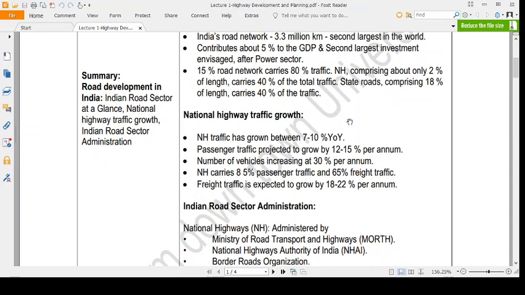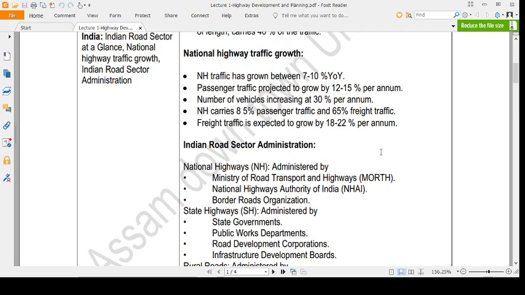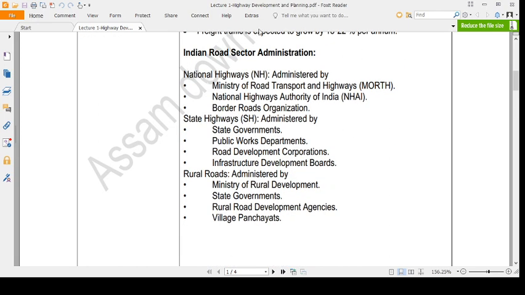Now, how are these national highways or state highways administered? Somebody administers all this construction and maintenance. So let us discuss the administration of the highways. National highways are administered by the Ministry of Road Transport and Highways, called MoRTH, the National Highway Authority of India, that is NHAI, and the Border Roads Organisation or BRO.